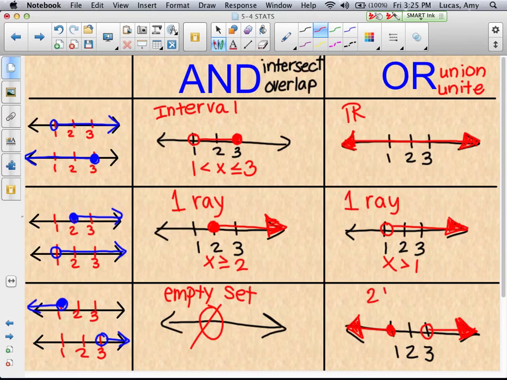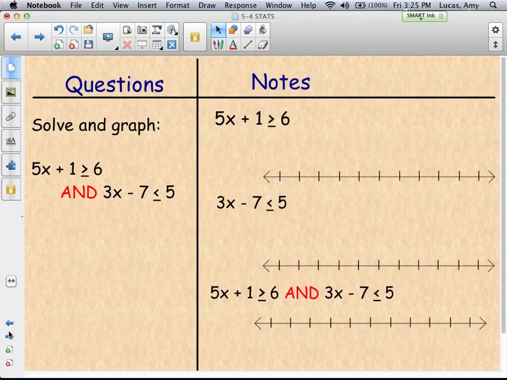So two rays. So this is just a recap of the three different types of "and" inequalities and the three different types of "or" compound inequalities. So there are 6 different things that we worked on in this section. Okay, now we have just 2 problems that we're going to solve.